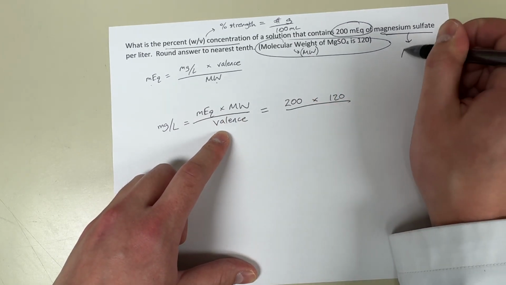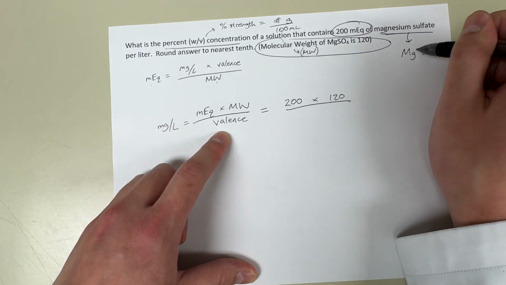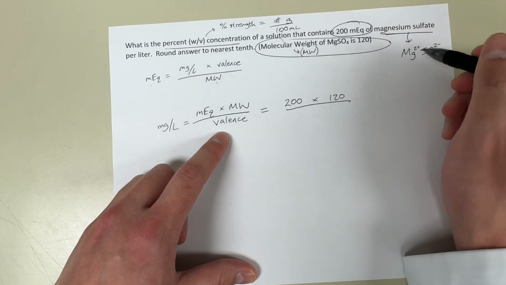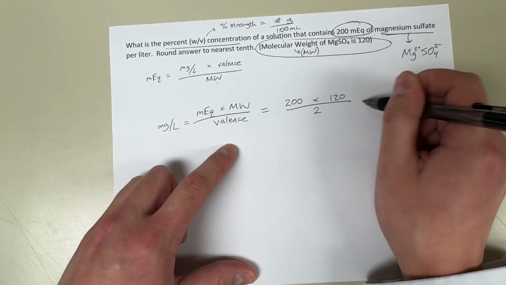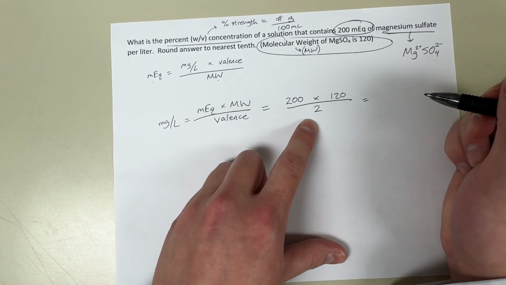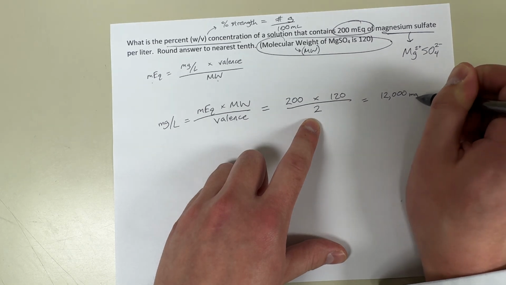So magnesium sulfate is MgSO4. Mg is magnesium's 2 plus and sulfate's 2 minus. So 2 is the valence. And so when I solve for this, 200 times 120 all divided by 2, that equals 12,000 milligrams per liter.